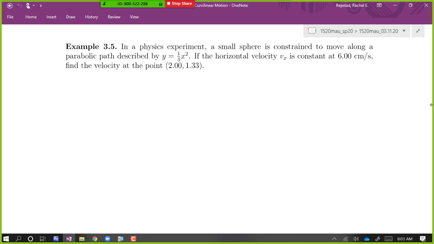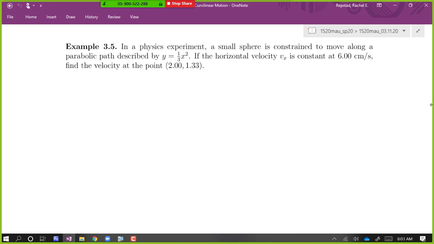The way we approach these is we need to find the components, the x and y components. That's what we need to use calculus for, because Vx is dx/dt and Vy is dy/dt. Once we have those components, we can use Pythagoras and the arctan function to get the magnitude and direction.